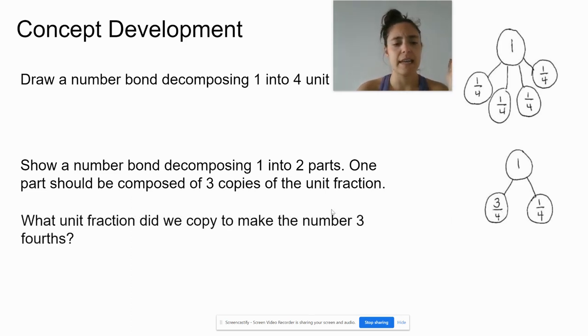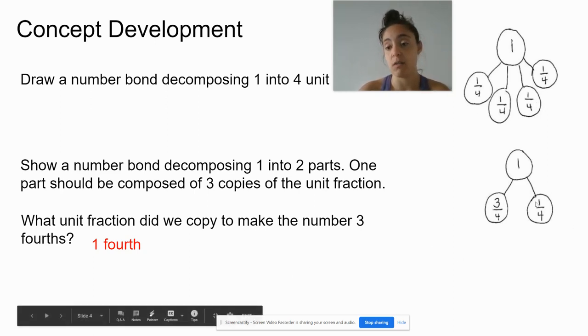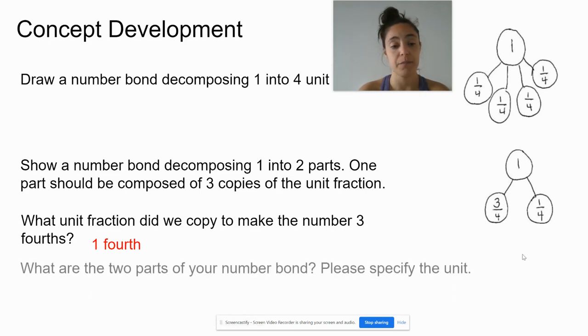And again, what unit fraction did we copy to make the number 3/4? We know that is 1/4, right? So you had this 1/4 and you copied it 3 times. So you grouped it into 3 groups to make 3/4, and that was our original 1/4.